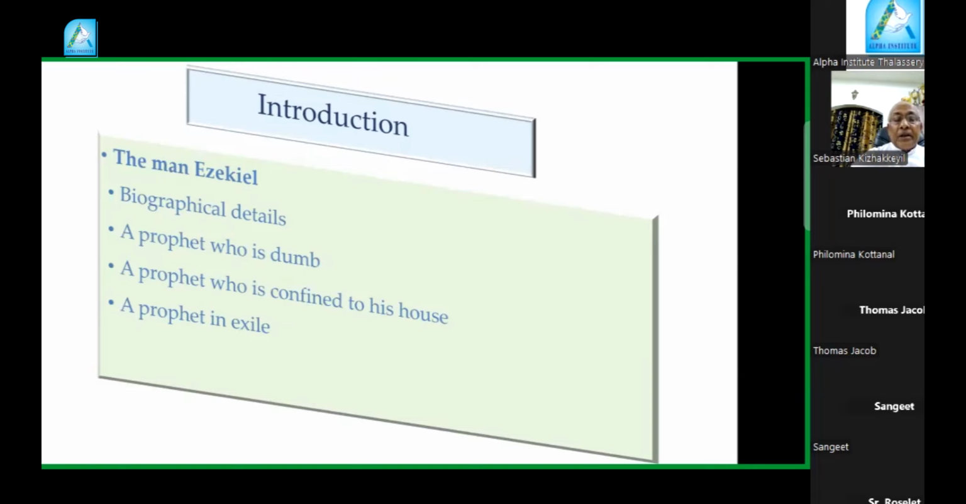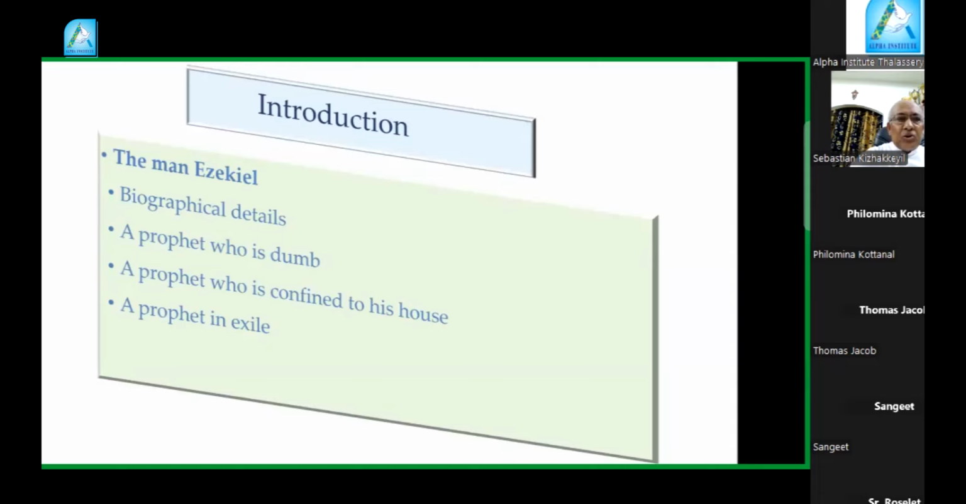Then it is said, why was he a prophet who was dumb, and how did he practice ministry? So scholars would say, probably his dumbness was due to a shock. What was the first shock? In 588, his own wife.